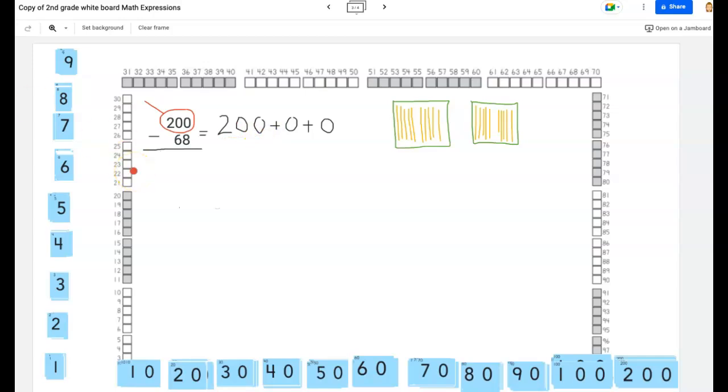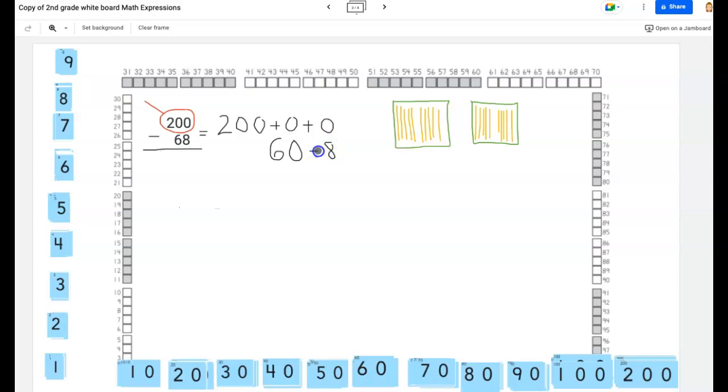Okay, moving on. I'm going to now put 68 in expanded form. So let's change the color back to gray. And we're going to put 60. If you look at the number 68, 60 has 6 tens. So I'm going to draw it right here as 60. And 8 ones goes here.